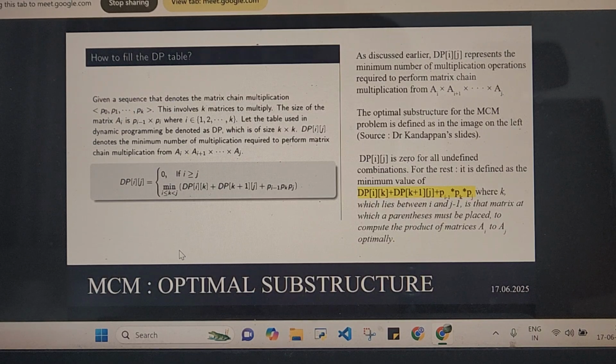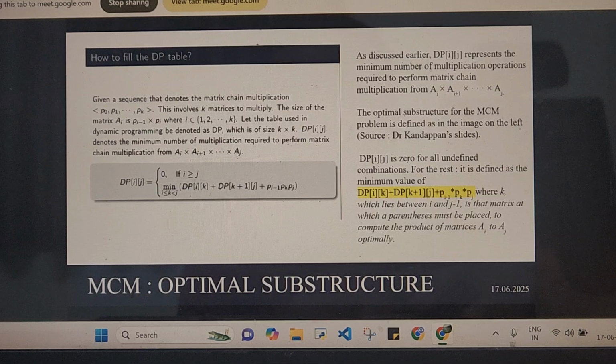Right, so now we know that we have to fill in the values diagonally. The next and most important step in the sequence is to come up with the optimal substructure, which is the formula using which we will fill in the table. The thing we find in the box here is the optimal substructure. DP of i of j is 0 if i is greater than or equal to j. This is what we saw, all those zeros we filled in. If i equals j, it's just the matrix, no multiplication, so 0. If i is greater than j, it's like A2 times A1, which is not defined, so it's 0.